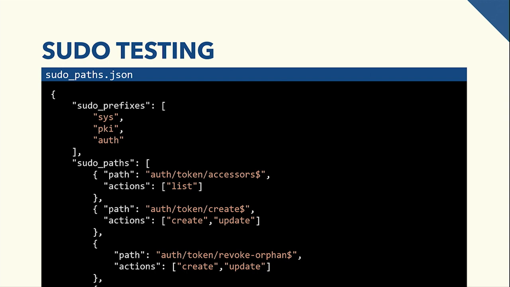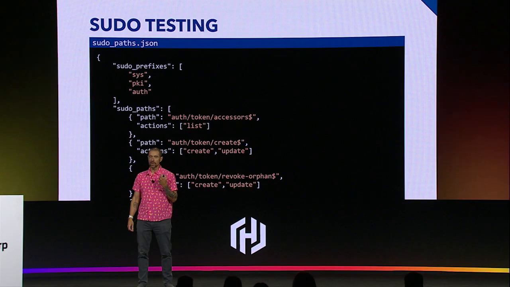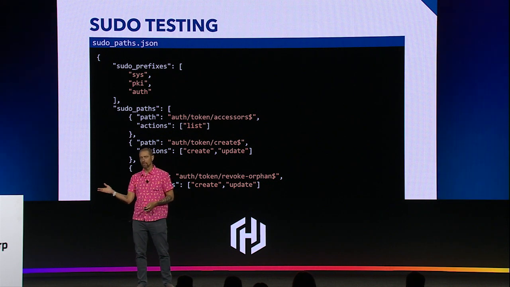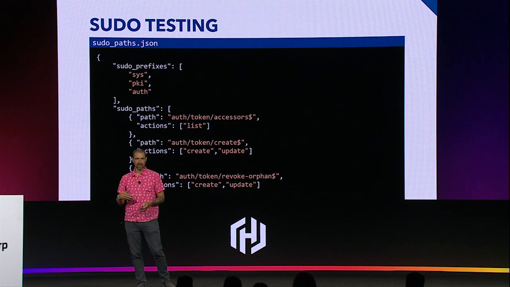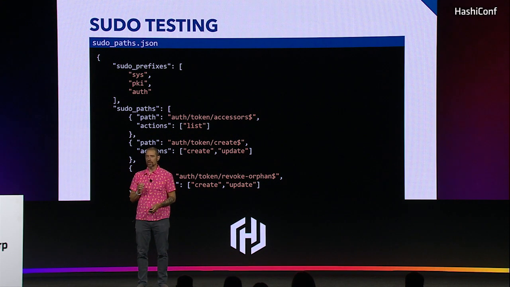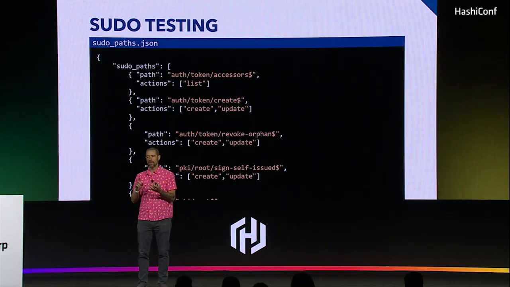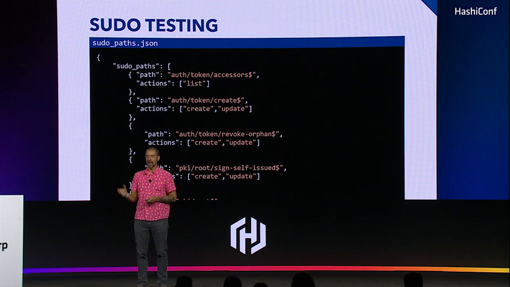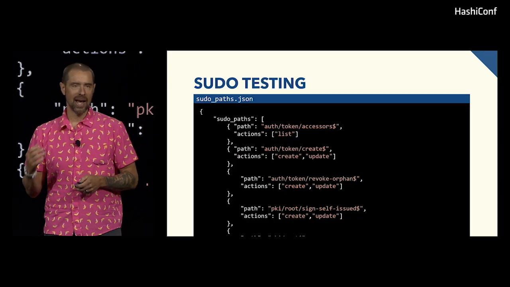One thing I noticed about all the root protected paths is that they all start with the prefix sys, pki, or auth. So in order to do a very quick check, during the script, I just check to see if the path being tested starts with one of those prefixes. If it doesn't, I can move on with my life. If it does, then I need to check to see if it's in the list of root protected paths. And so I have a list of root protected paths in here that has the path with some additional regex on the end, as well as the actions that are protected at that endpoint.